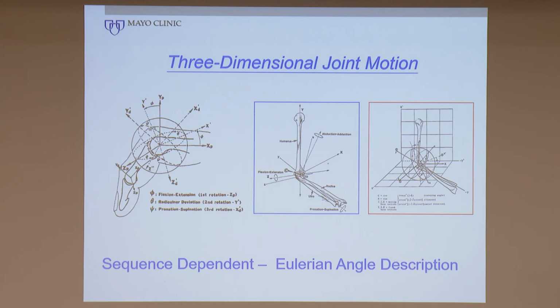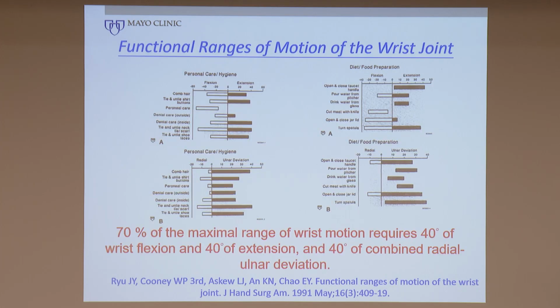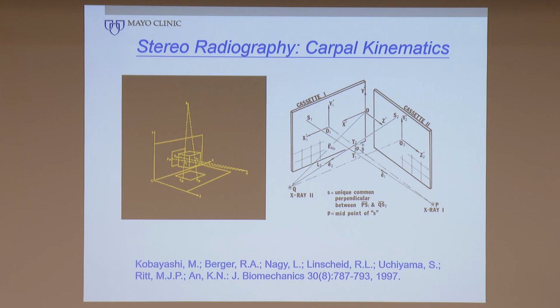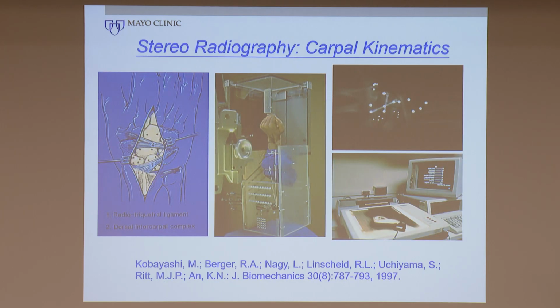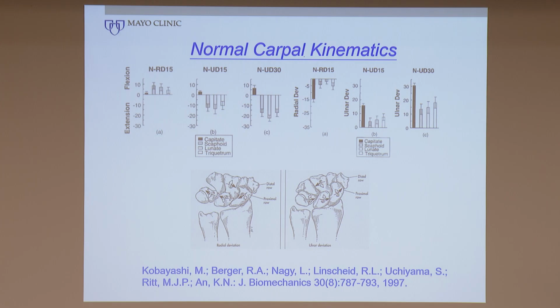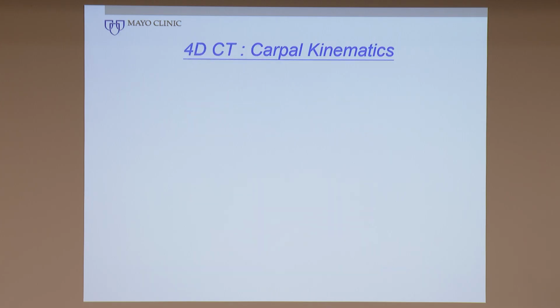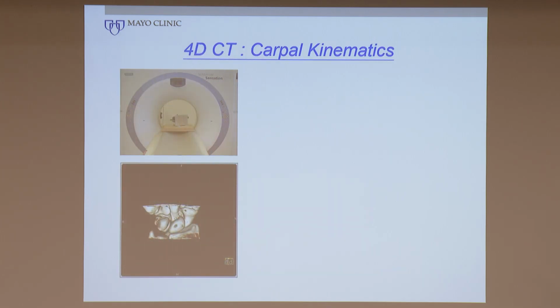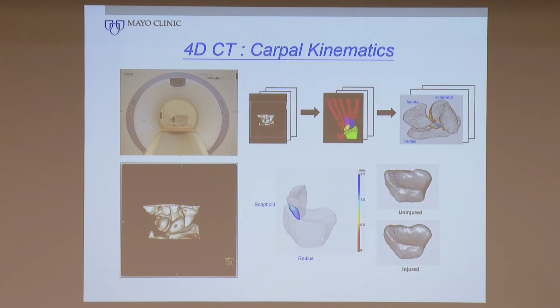Of course, the motion, three-dimensional motion, is sequence dependent. We have to design the goniometer to do all the measurement, and so on and so forth. Of course, we're using the stereophotographic method to go through that. Okay, with that in mind, I played this, maybe not, anyway, that was a movie. So I just want to show the progress of technology. Start with a stereophotographic method, stereoradiographic method. Eventually, we have a 4D CT.